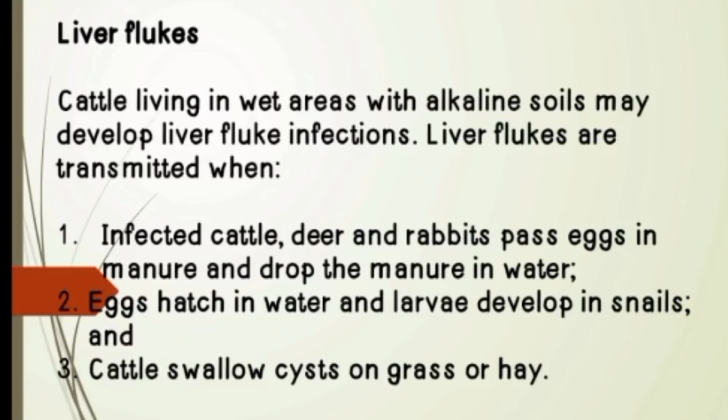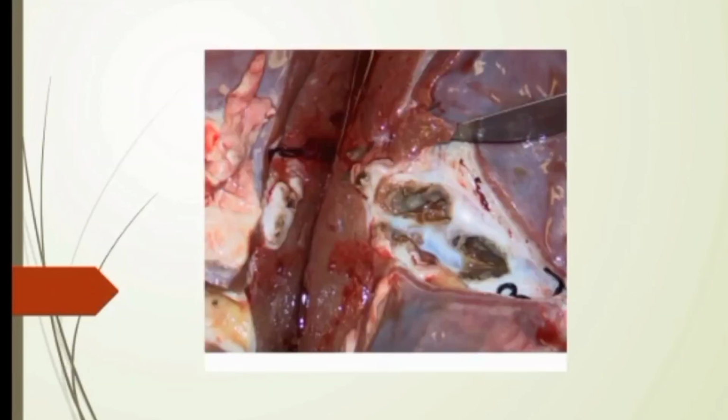Eggs hatch in water and larvae develop in snails, and cattle swallow cysts on grass or hay. And this is what the liver fluke looks like.